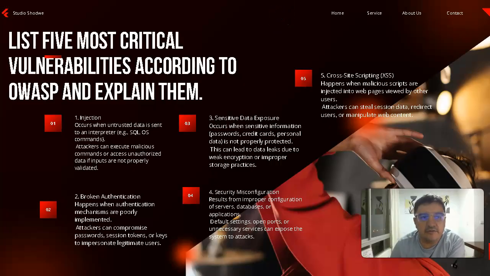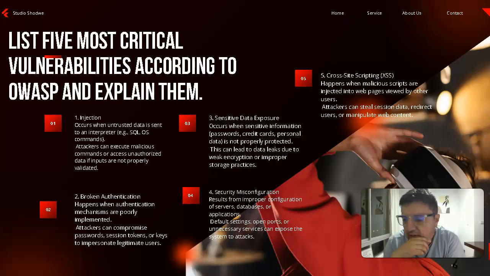Finally, list the 5 most critical vulnerabilities according to OWASP and explain them. First, injection occurs when untrusted data is sent to the interpreter. Attackers can execute malicious commands or access unauthorized data if inputs are not properly validated. Second, broken authentication happens when authentication mechanisms are poorly implemented.